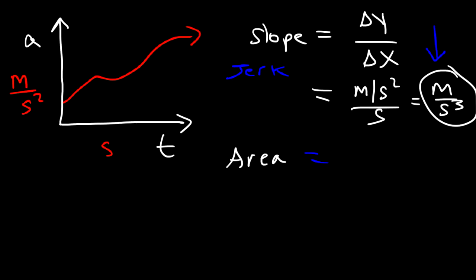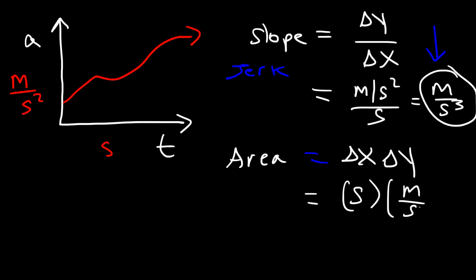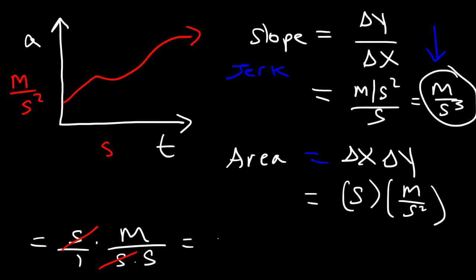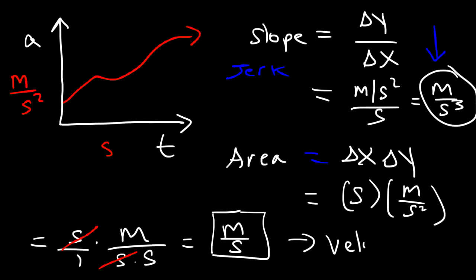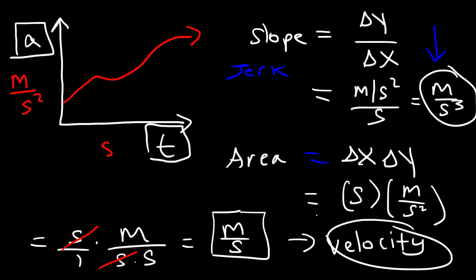The area is going to be delta x times delta y. So time is on the x-axis with the unit seconds. Delta y is acceleration with the unit meters per second squared. So basically we have seconds times meters over second squared is seconds times seconds. So we could cancel s, which leaves one s behind. So we get meters over seconds, which is the unit for velocity. So therefore, the area of an acceleration time graph will give you the change in velocity as indicated by the units meters per second. So that's basically it for this video.